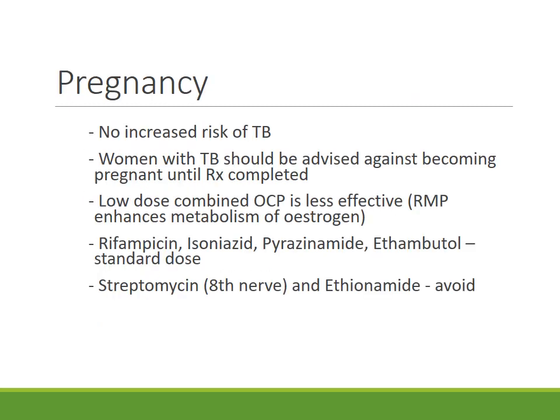Now we will discuss tuberculosis in pregnancy. No increased risk of TB. Women with TB should be advised against becoming pregnant until treatment is completed. Low-dose combined OCP is less effective. RMP enhances metabolism of estrogen. Rifampicin, isoniazid, pyrazinamide, ethambutol, standard dose. Streptomycin causes eighth nerve damage in the fetus and is avoided, and ethionamide is also avoided due to extensive side effects.